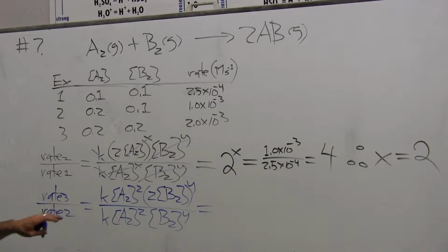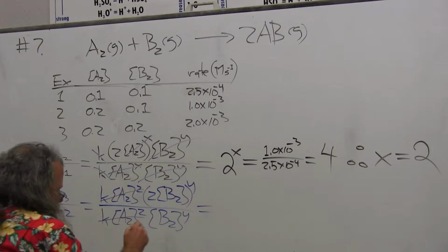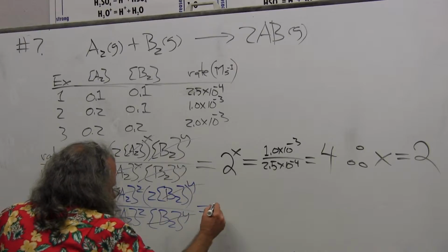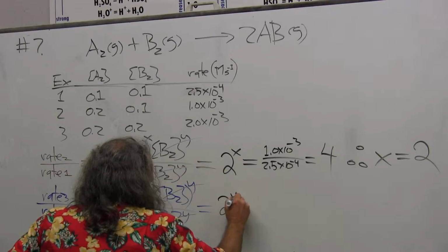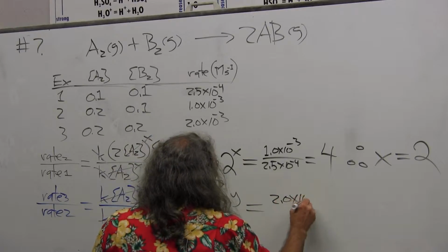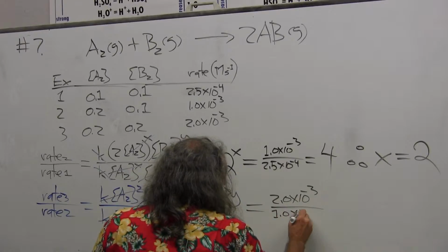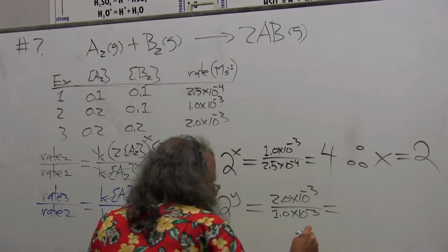Okay. So now you'll see how this one's obvious, because in particular, this is going to drop out, this is going to drop out, and that's going to be equal to 2 to the Y, and it's equal to 2.0 times 10 to the minus third divided by 1.0 times 10 to the minus third, and that's equal to what?